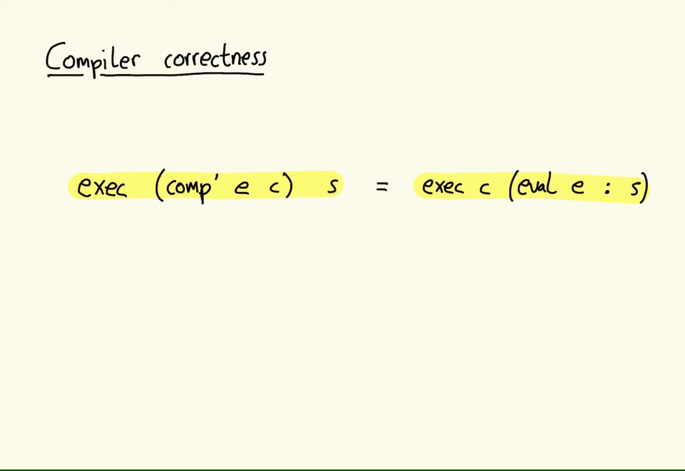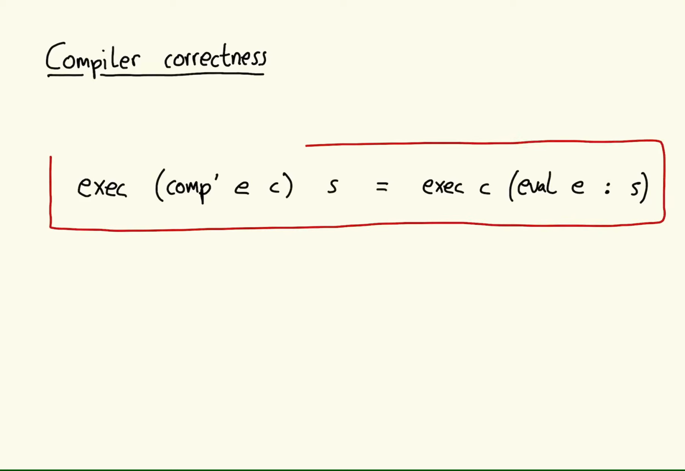So this is a straightforward generalization of our original compiler correctness result, but for the case of the compilation function comp prime. And in the case when C is empty, it reduces to our original compiler correctness result. So this is what we have to try and prove now. Let me, as we usually do, write the main thing in a little red box. What we want to do now is prove that this equation is true by induction on the expression E.